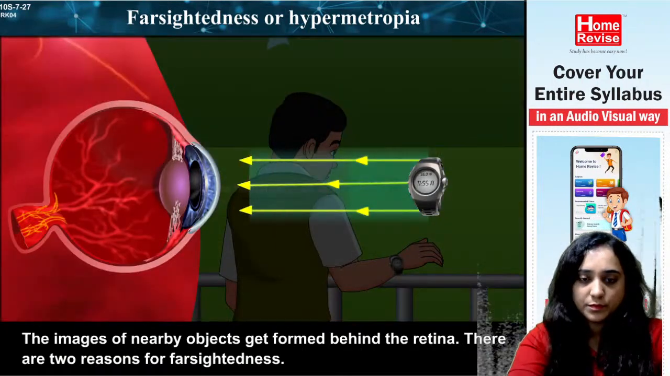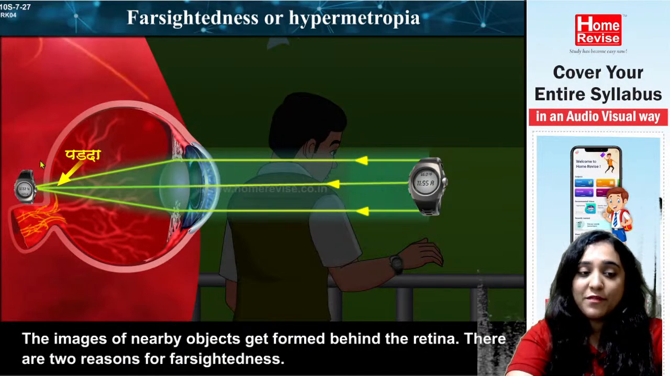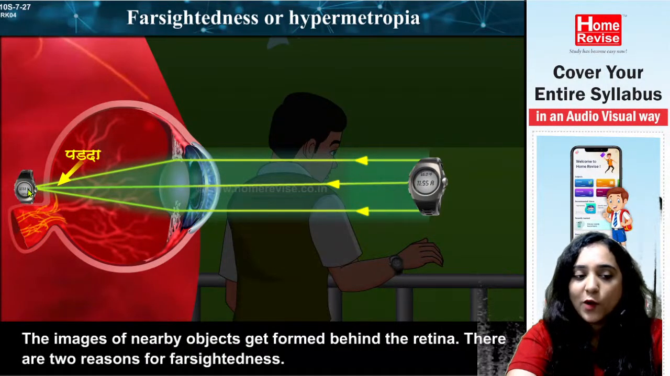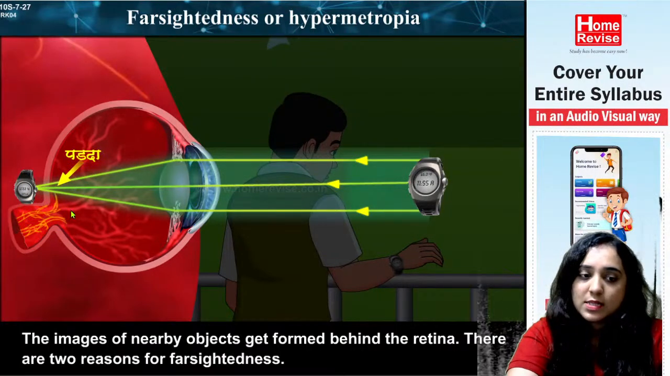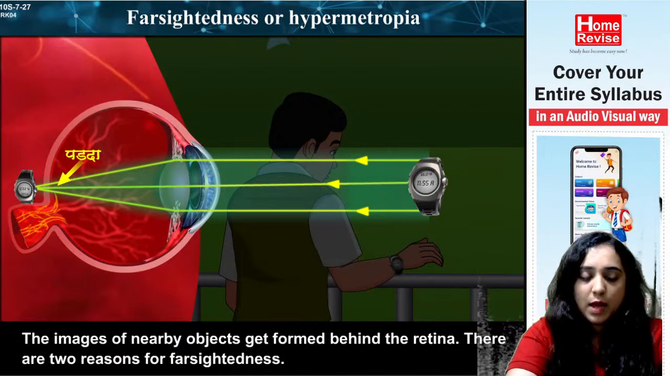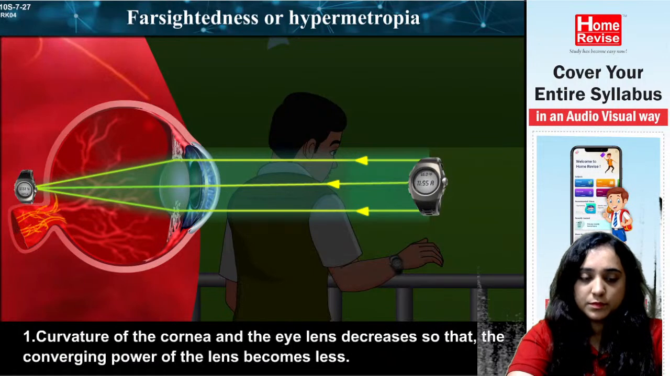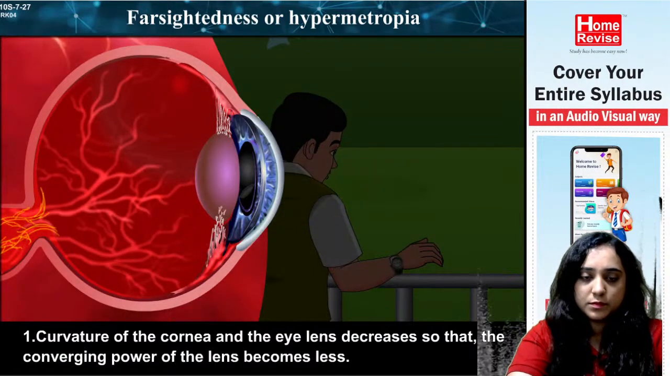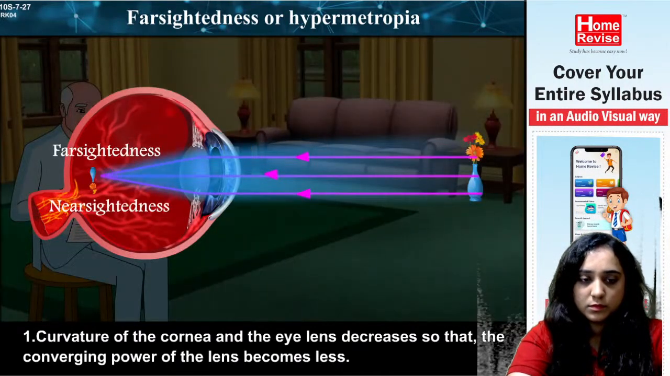Images of nearby objects get formed behind the retina. Previously this image was forming ahead of the retina, and now the image is forming behind the retina. Pay attention, there are two reasons for farsightedness. First, the curvature of the cornea of the eye lens decreases, so that the converging power of the lens becomes less.